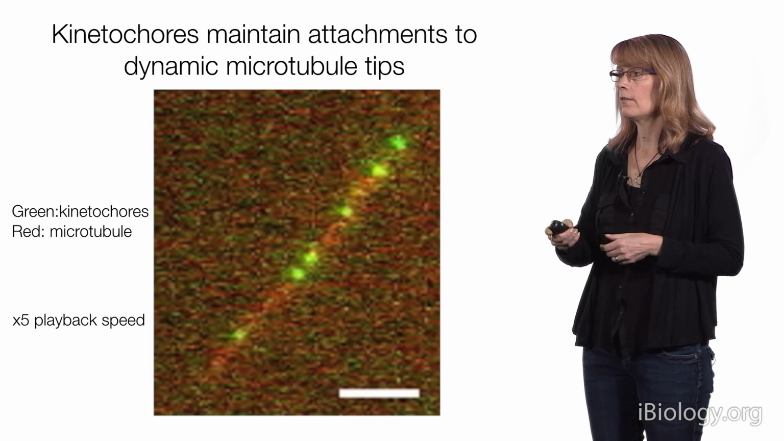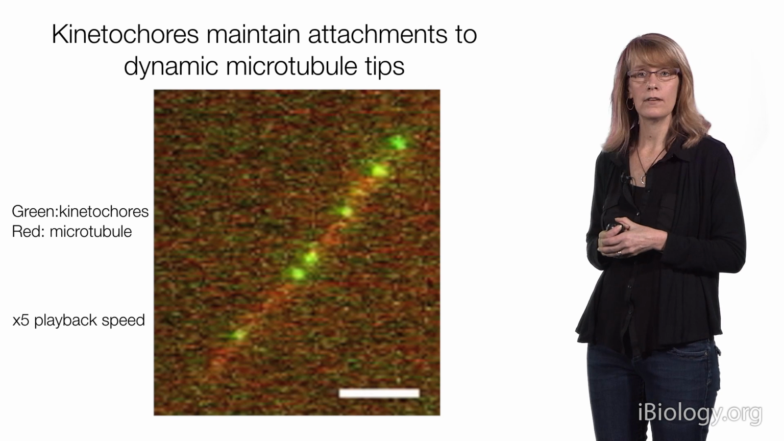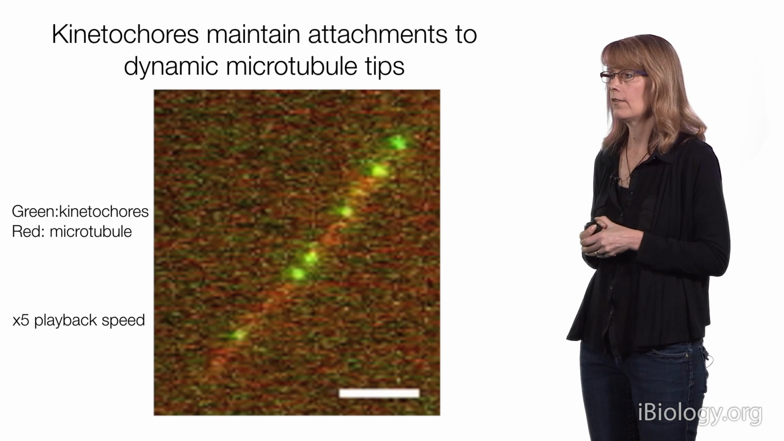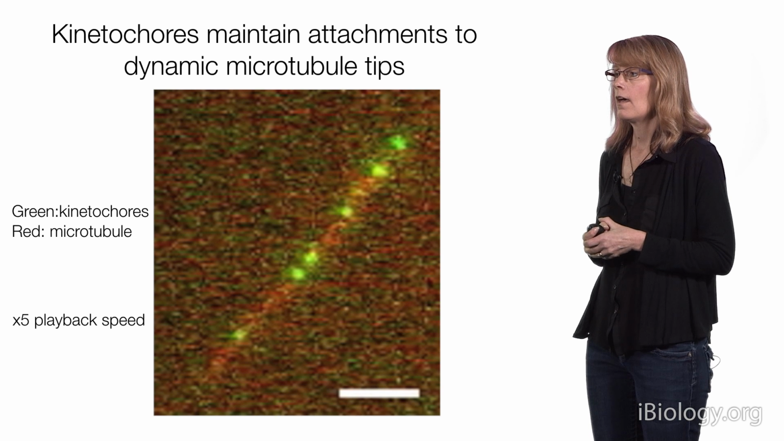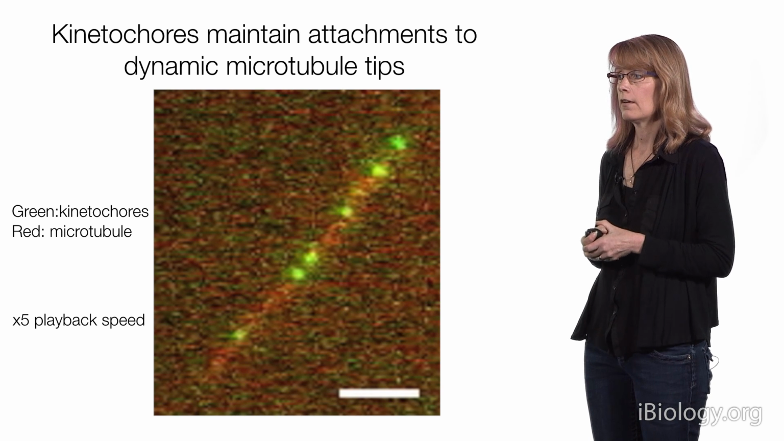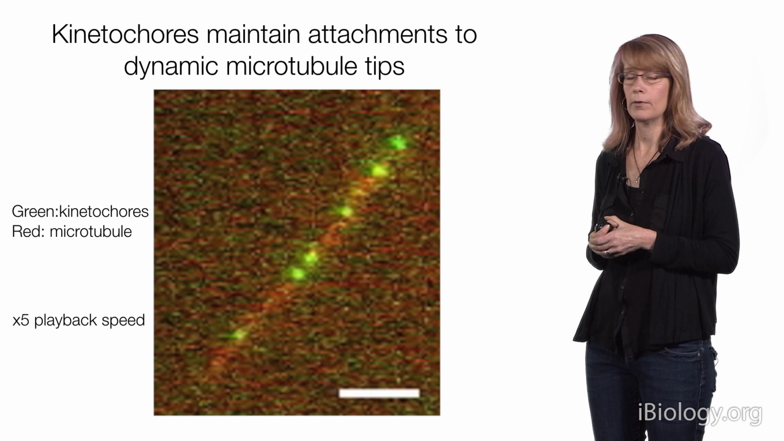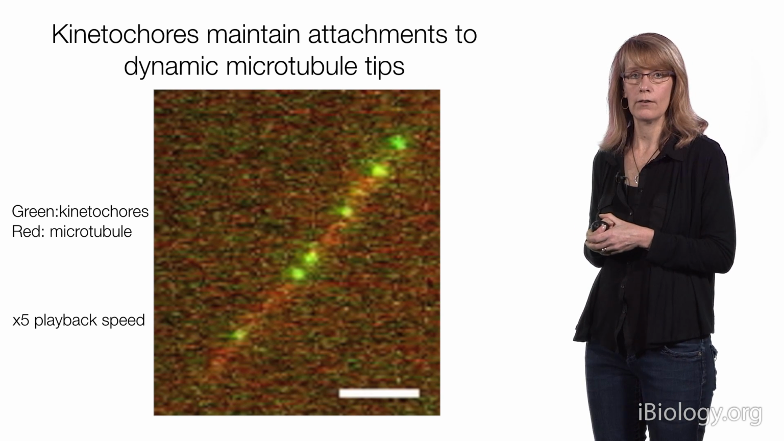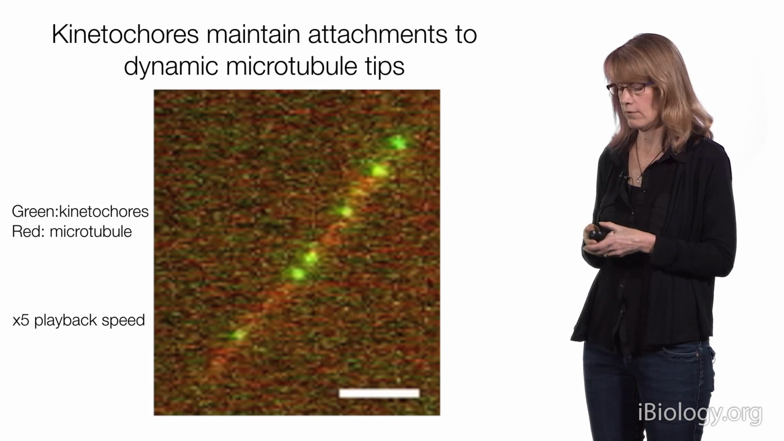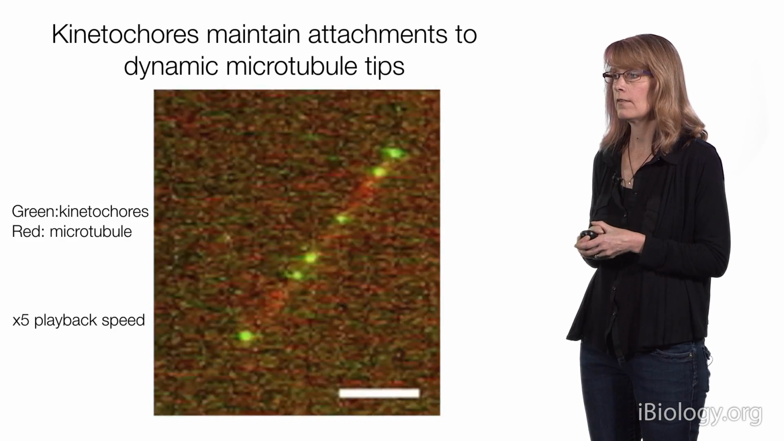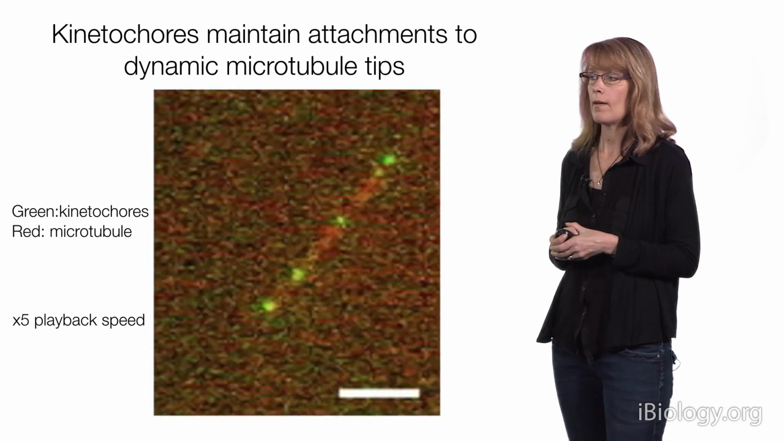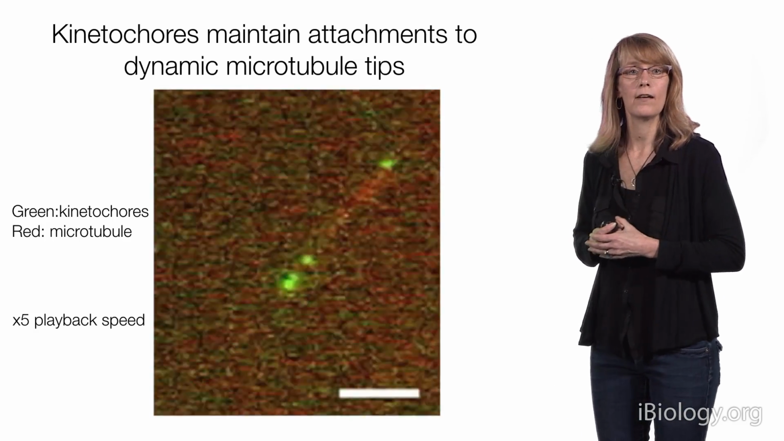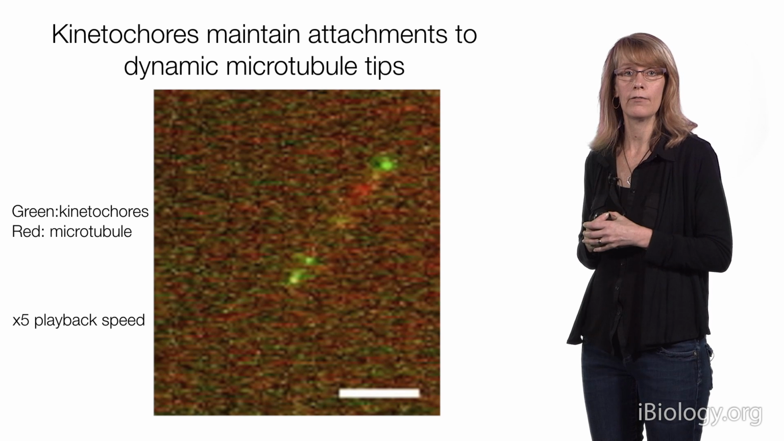So what you're looking at here is the microtubule, and you can see a number of kinetochores bound to the side of the microtubule. And when I start the movie, if you watch the bottom of the microtubule, when it starts to disassemble, you'll see that it hits that first green kinetochore, and that kinetochore stays attached. So I'll start the movie for you. So you can see now the microtubule is disassembling, and the kinetochore is staying attached to that microtubule as it disassembles right out from under it.